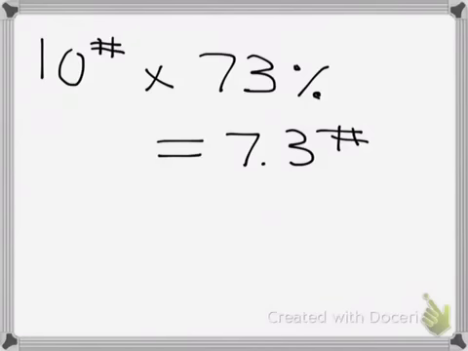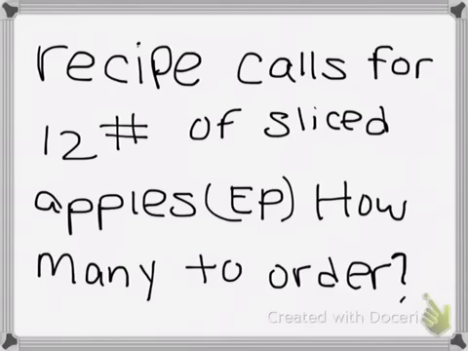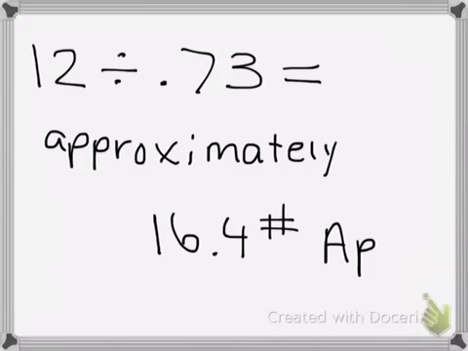Now, you're more likely to be going the other way, where your recipe, let's say this recipe calls for 12 pounds of sliced apples. The 12 pounds of sliced apples, that's an edible portion, that's EP. So to go from EP to AP, in other words, how many pounds do I have to order in order to end up with 12 pounds of edible? I'm simply going to divide the amount we need, which is 12 pounds, by 0.73, or the 73% yield. And that's going to give me approximately 16.4 pounds of apples that I have to order. That's EP to AP.